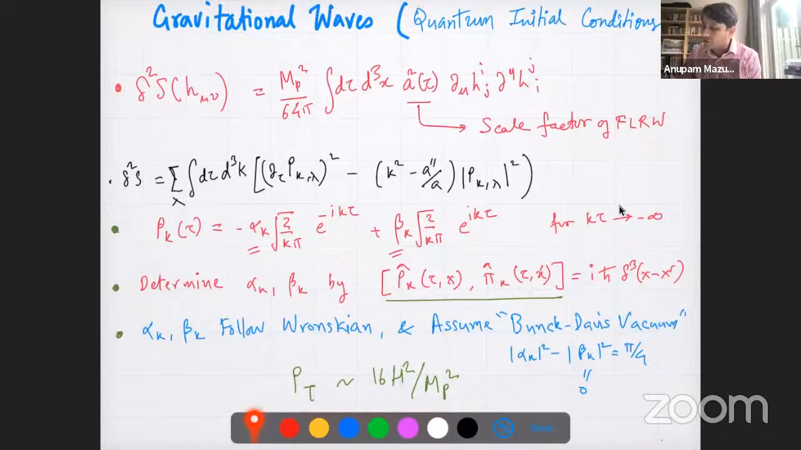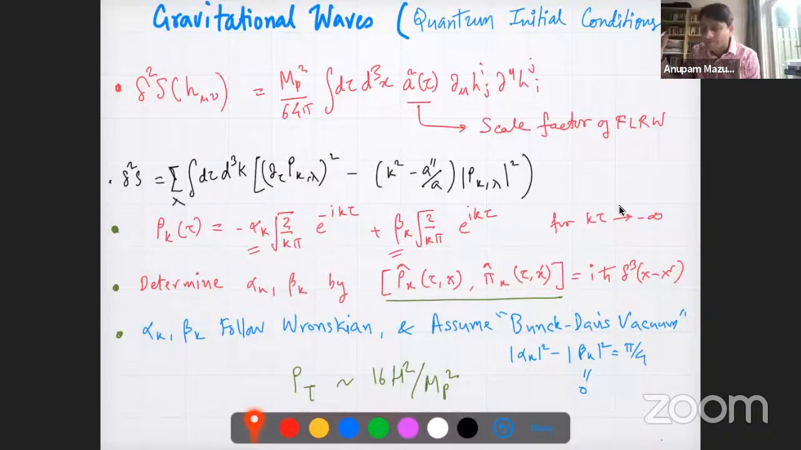And at the end of the day, you can solve this equation in terms of the Hankel function, but in a limit where k is your wave number and tau is your conformal time. In the limit when k tau goes to very large, you can write it down in this plane wave kind of solution, where alpha k and beta k are your Bogoliubov coefficients. You impose the quantum initial condition. You can determine the alpha k and beta k by imposing the quantum condition. And that initial condition could be the Bunch-Davies vacuum. If you don't like the Bunch-Davies vacuum, you can use other vacua.